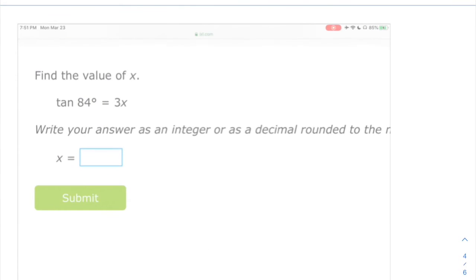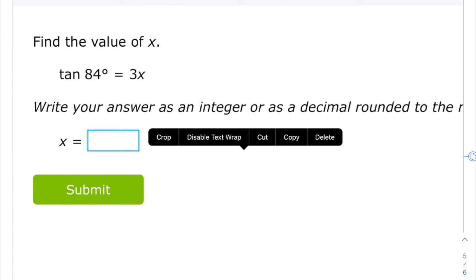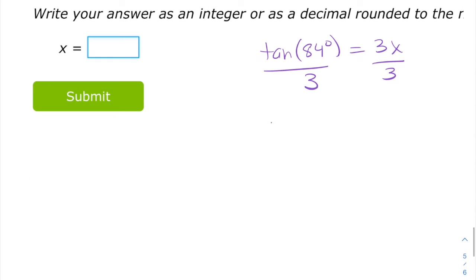Okay. This one, you just have to do one step. So we're going to take the tangent of 84 degrees equals 3x. And we're going to just solve for x. Be careful, do not divide 84 by 3. It is just going to be exactly this. It's going to stay the tangent of 84 degrees. You can't break that up in any way. It has to stay just like that.